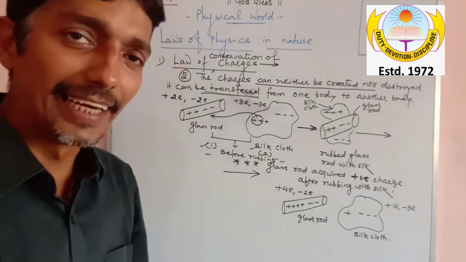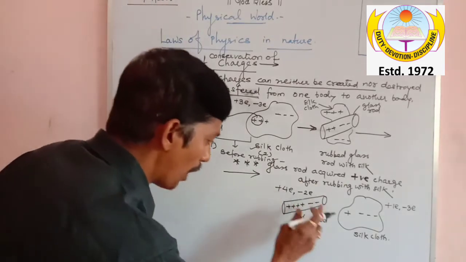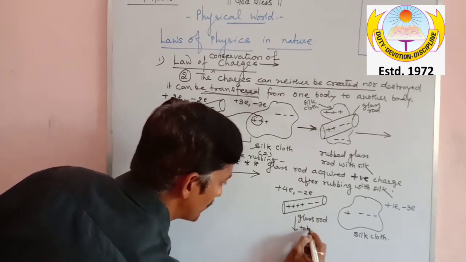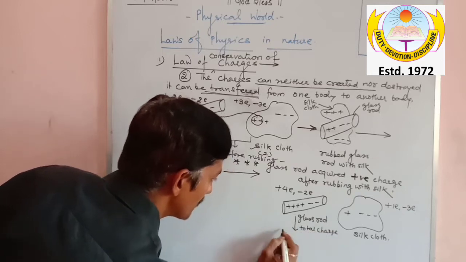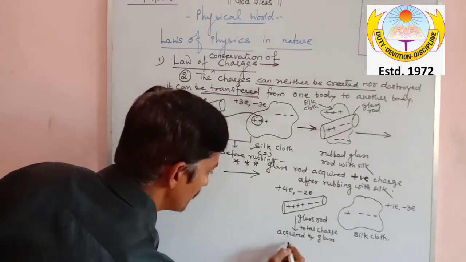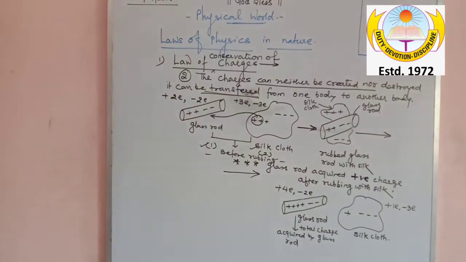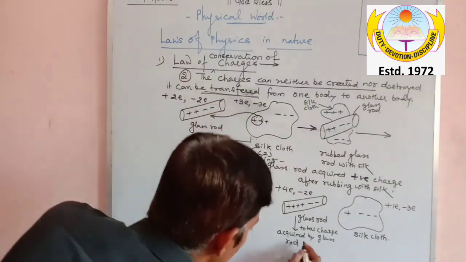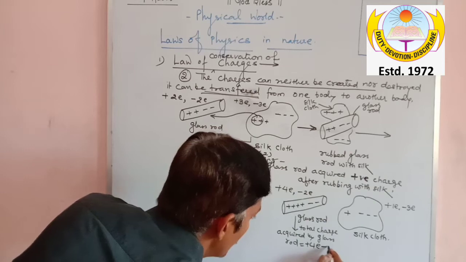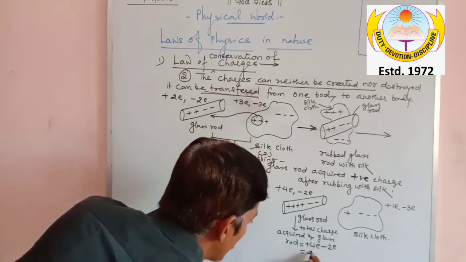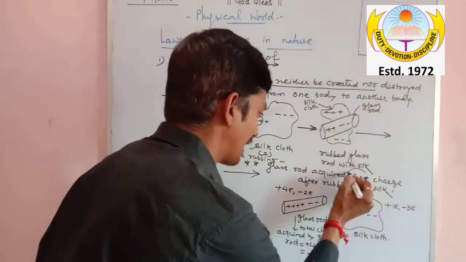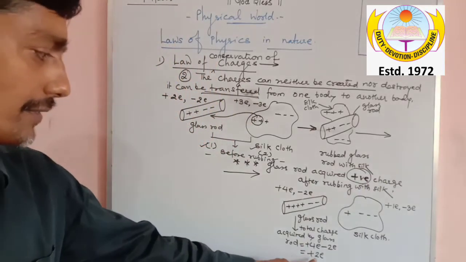Okay. Now look at the statement. How much total charge is acquired by the glass rod? How much is the total charge acquired by the glass rod? It is plus 4E minus 2E. So the answer is plus 2E. And it's right, the glass rod acquired positive charge. See, it is plus 2E.